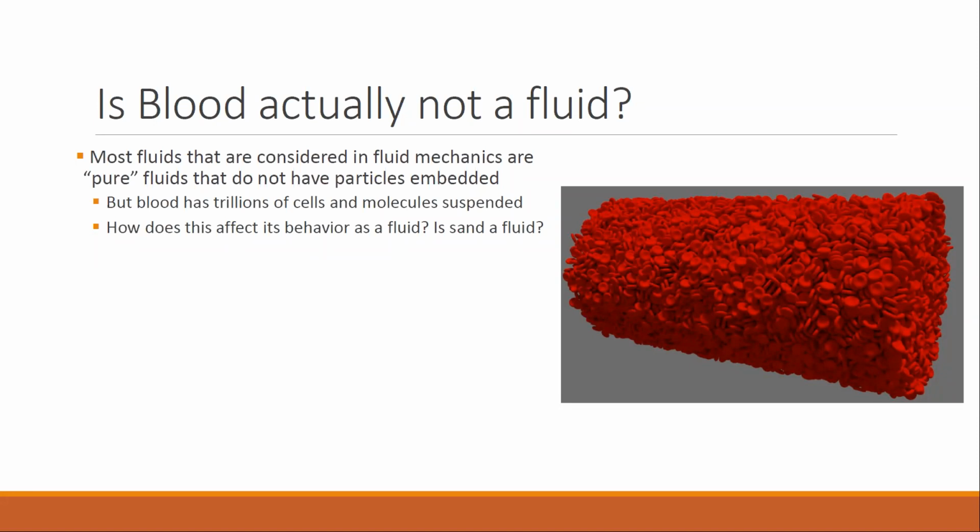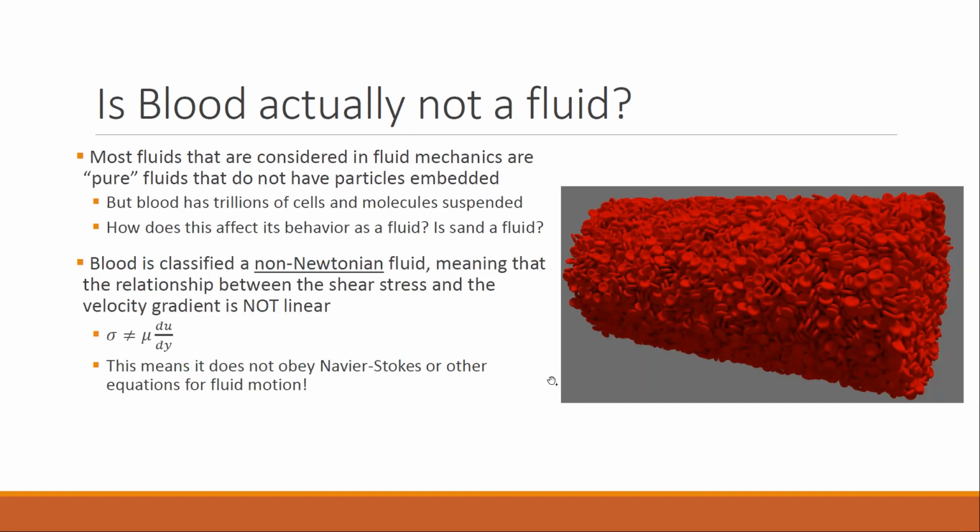It's the same thing with sand. We know sand is not technically a fluid because it's a bunch of small things that are itchy and get everywhere, and most people hate them. But sand can still flow like a fluid. Even though sand technically isn't a fluid, there are some situations where we can model it like a fluid or use the fluid mechanics equations for sand. And blood is the same way. Technically blood is classified as what's known as a non-Newtonian fluid. What that means is that the relationship between viscous shear stress and the velocity gradient of the fluid is not linear.